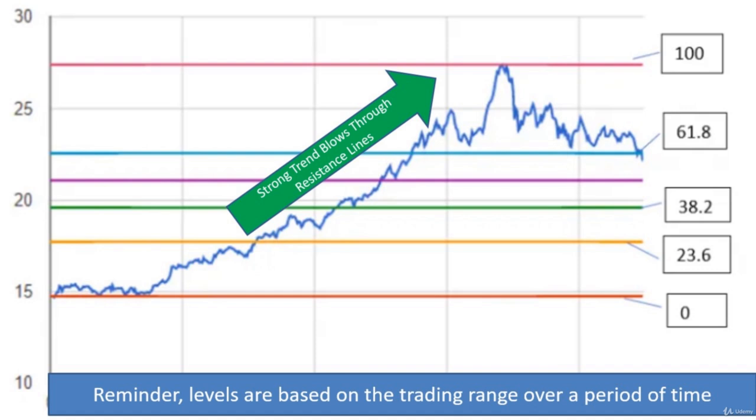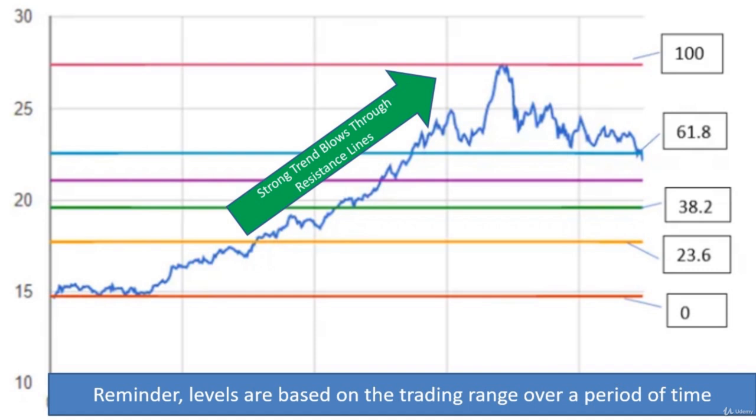It started at 15, kind of bounced along the bottom, along that 0 range level, that 0%, but then started going up, and it went up to that 23.6, that yellow line, and just burst right through there. They didn't care at all. And then it kept going up to 38.2 and burst through that. And it looks like 50% there in purple, and then well past the 61.8. It just burst through all of those.